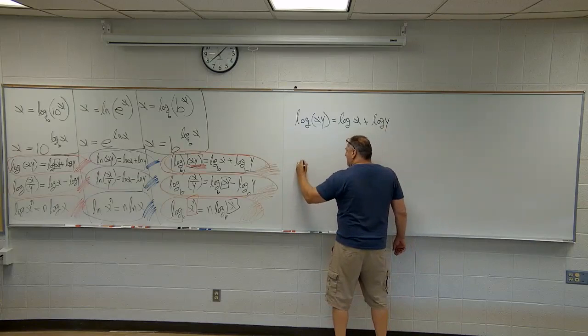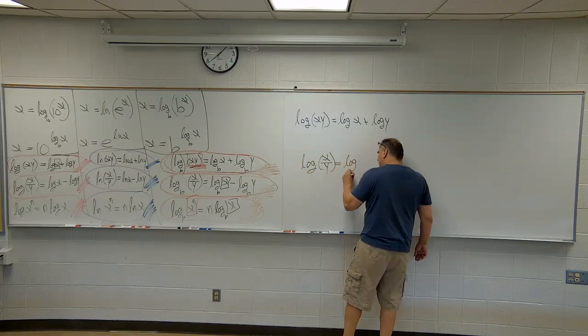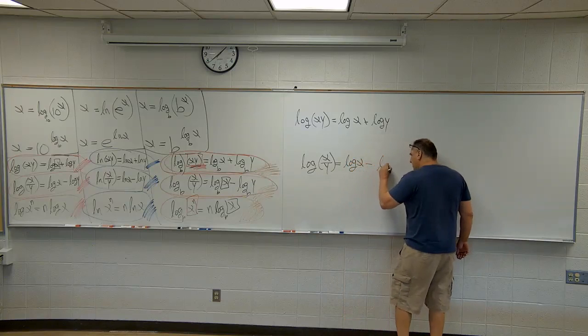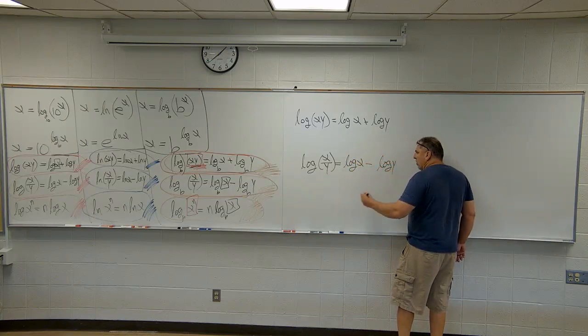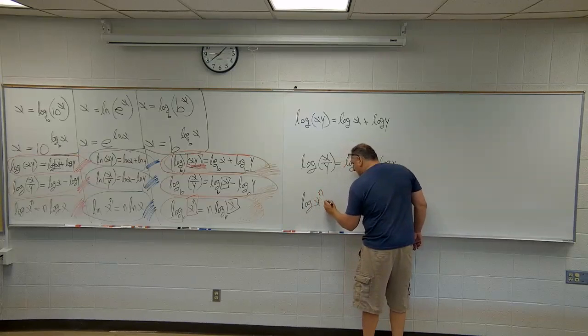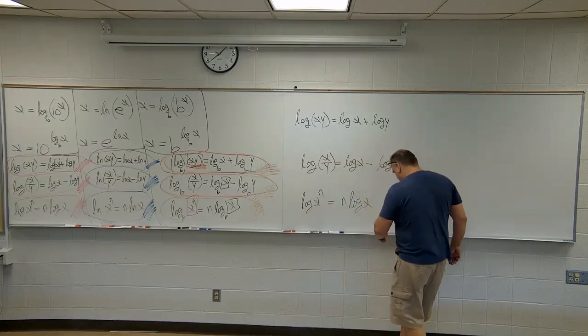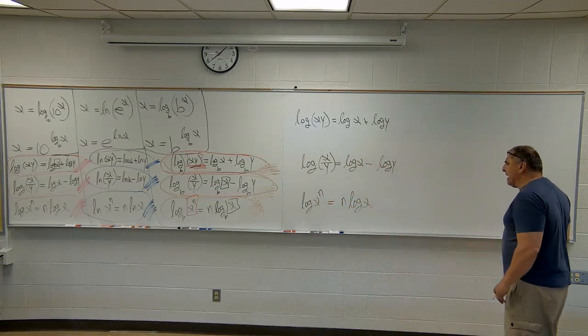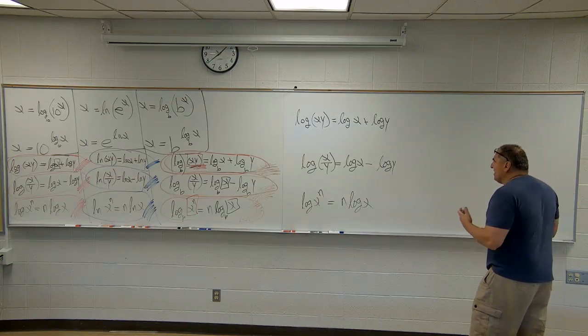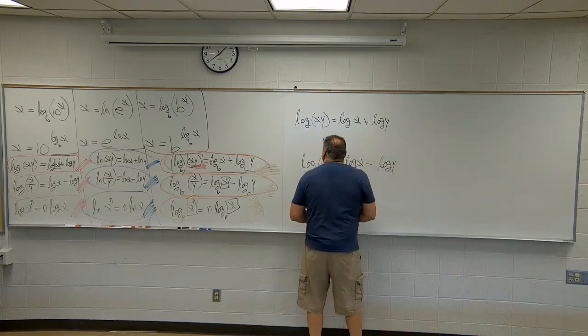We talked about log of x divided by y is log of x minus the log of y. And we talked about log of x to the n is n times the log of x. Okay, guys, we've been there. We've done it. True. This is true.